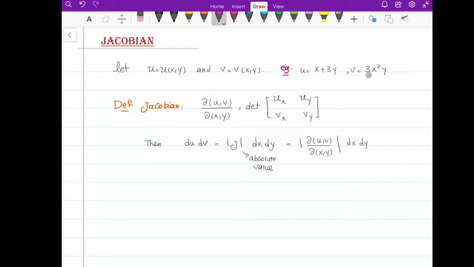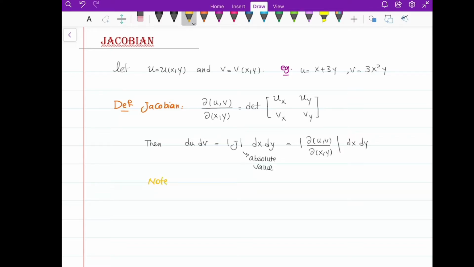Why do we use the absolute value here? It's just because this is the element of the area of a region in the uv plane, and this is also the element of the area for a region in the xy plane. And since the area is always positive, that's why we use the absolute value to get something positive here. This side is area, positive, this is positive, so I need a positive sign here. That's why we use the absolute value.